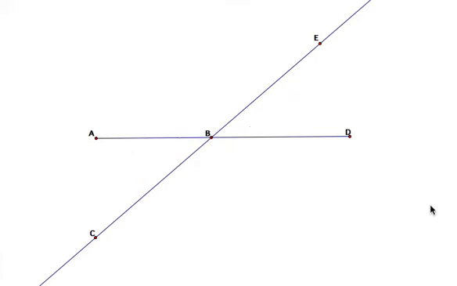Draw a quick little 4-angle thing. And let's say this is 32 degrees. Go ahead, pause it, fill in the other measurements, and then hit play.